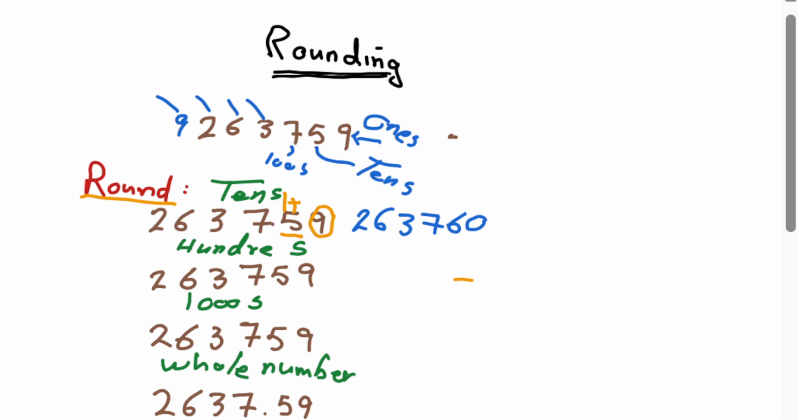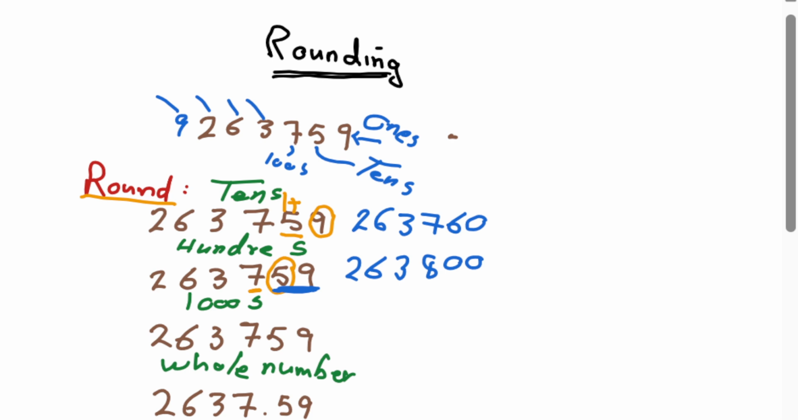Now let's go and look at the next one. Round to the nearest hundreds. So we look at the hundreds, ones, tens, hundreds here. Underline it. Circle the next number. This is what decides if the 7 stays or goes up. If it's 5 or more, you round up. So the 7 goes to the next number, which is 8. So your answer is 2, 6, 3, 8. The circle number and everything here to the right becomes zeros. That's your nice answer.